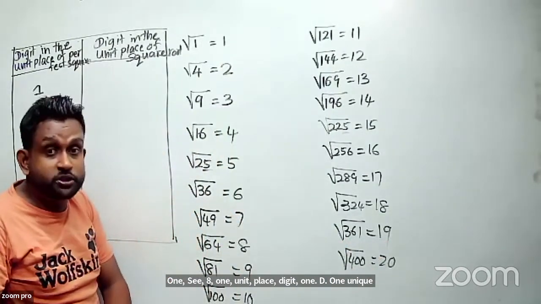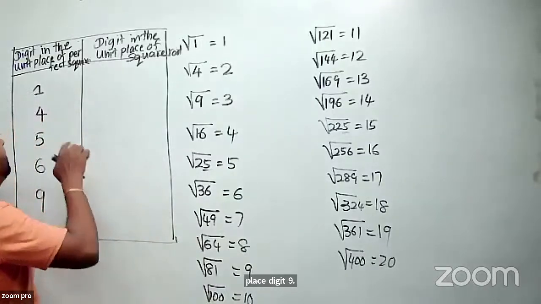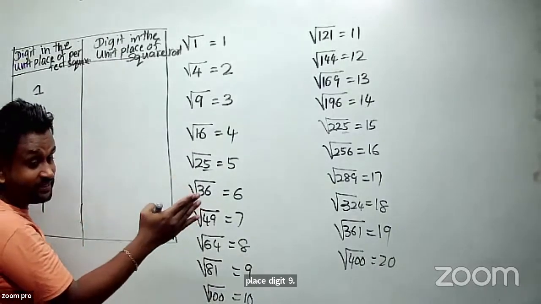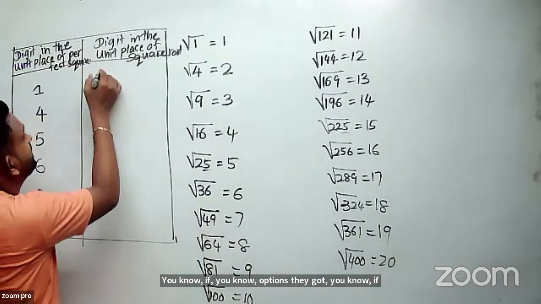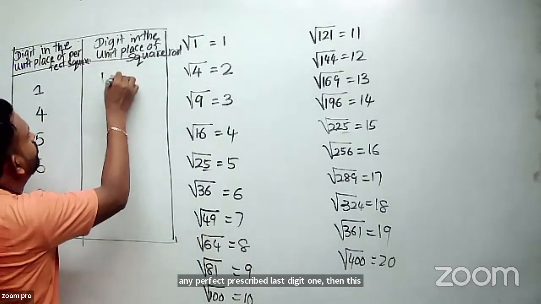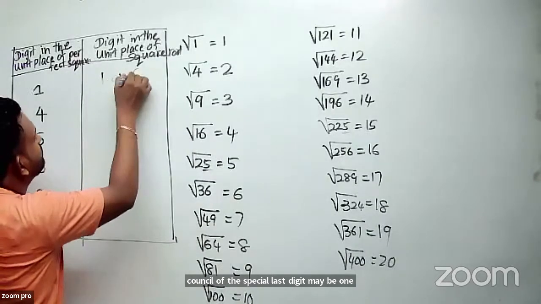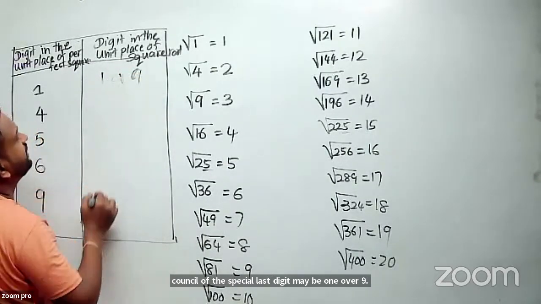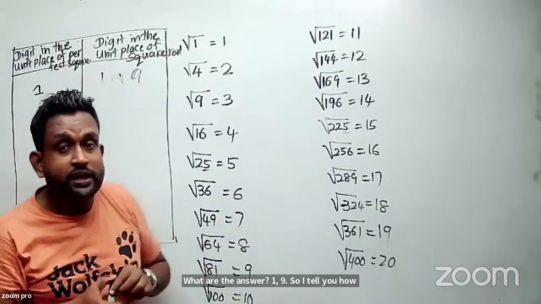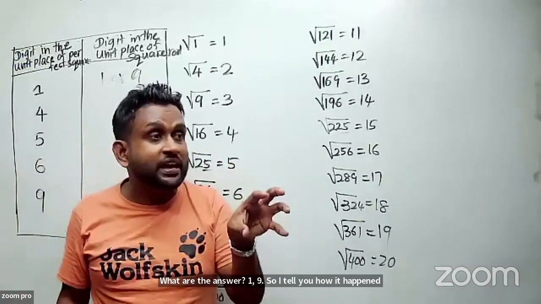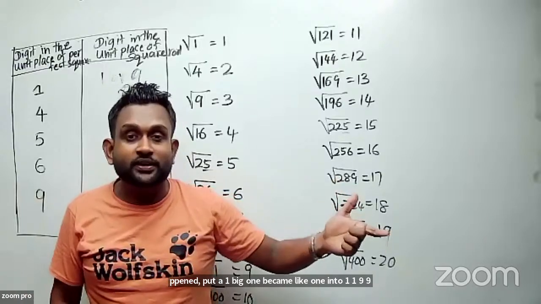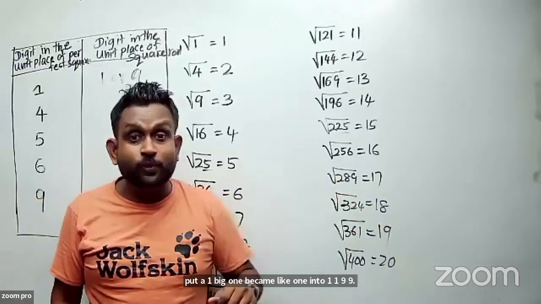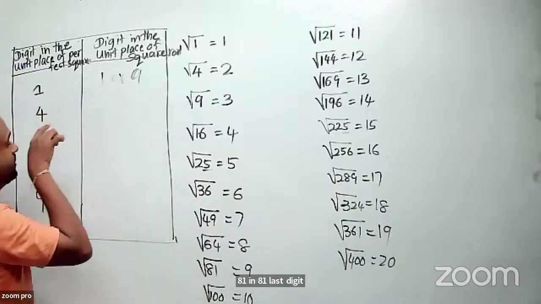We can see there are two options. If any perfect square's last digit is 1, then the last digit of the square root may be 1 or 9. So I will tell you how it happened. Put 1: 1 into 1 is 1, 9 into 9 is 81. In 81, the last digit is 1. That is why 9 came.